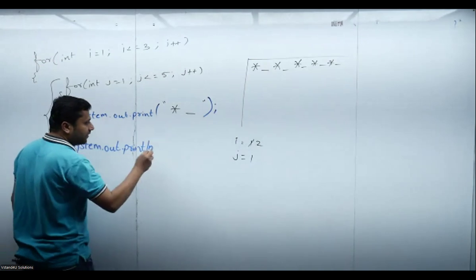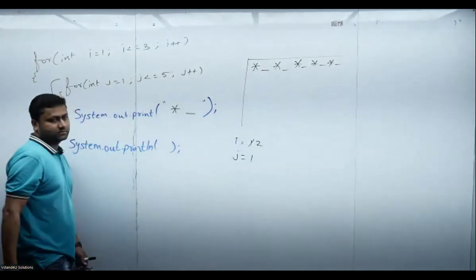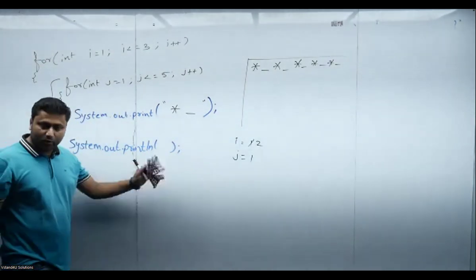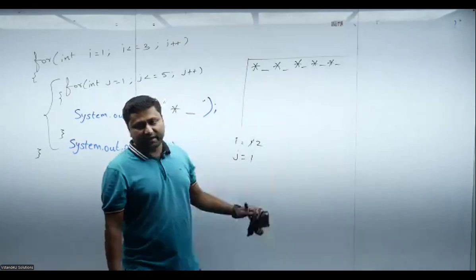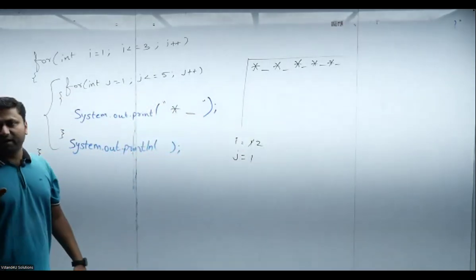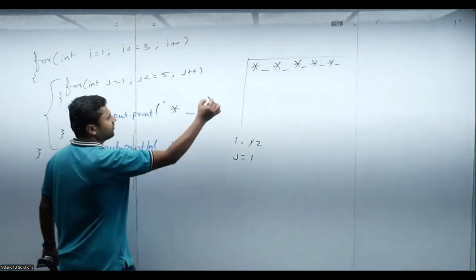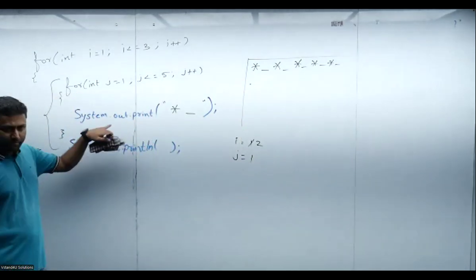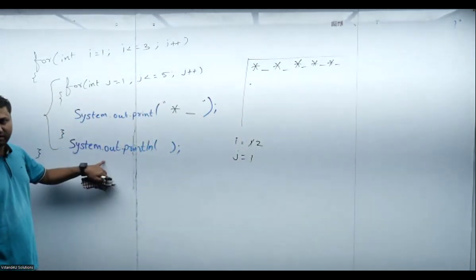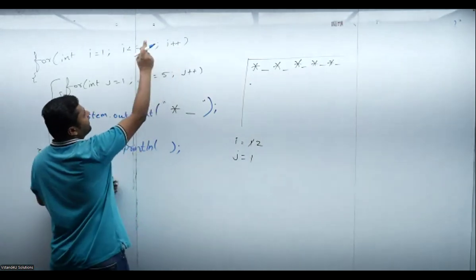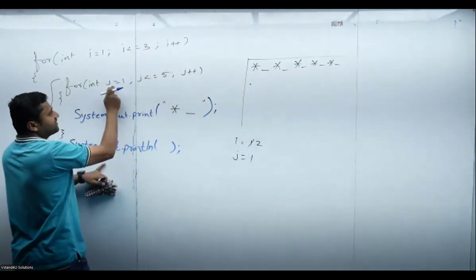What to write within this? Nothing, leave it blank. I don't want to print anything. I just want to come to the next line. Done. Everybody clear? So are you telling me control is somewhere here? As soon as you step out of the inner loop, then i is incremented, i became 2, 2 is less than or equal to 3, condition true. Again, j started with 1.